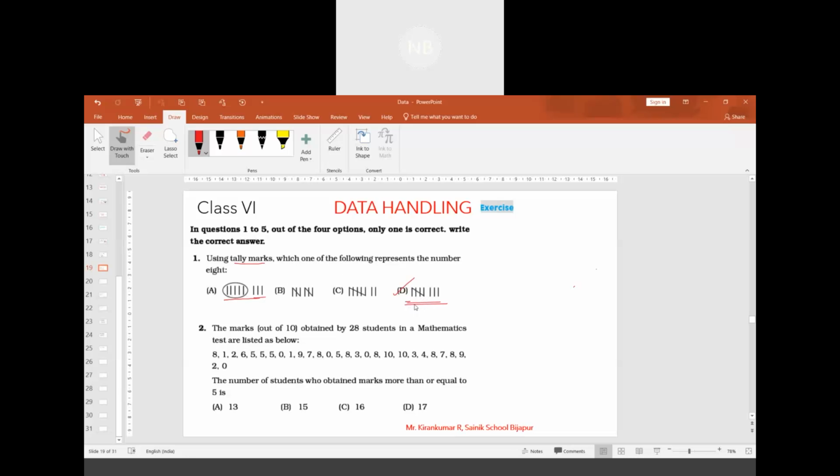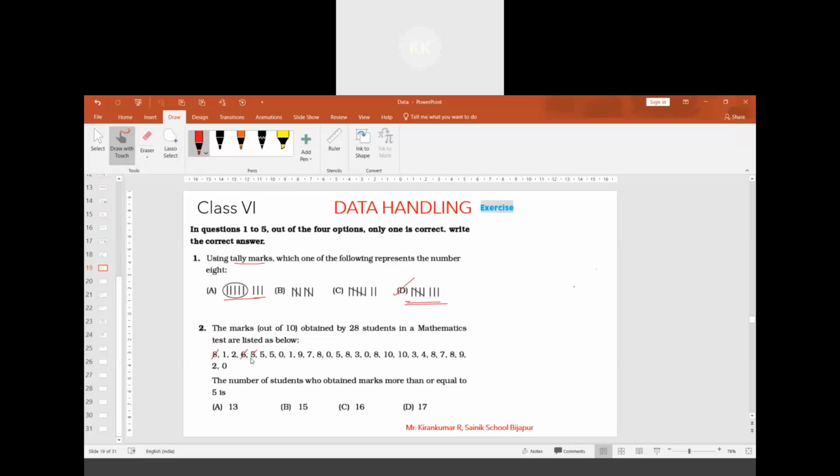Very good. Look at question 2. The marks out of 10 obtained by 28 students in a mathematics test are listed as below. The number of students who obtained marks more than or equal to 5 is... Let us count them. This is more than or equal to 5. This is more than or equal to 5.